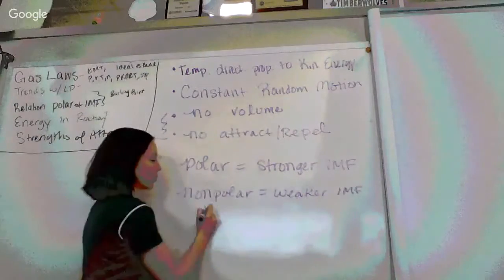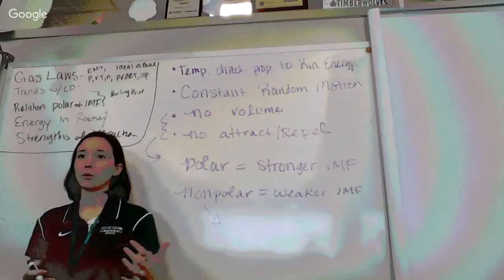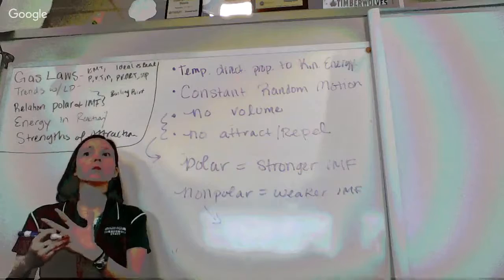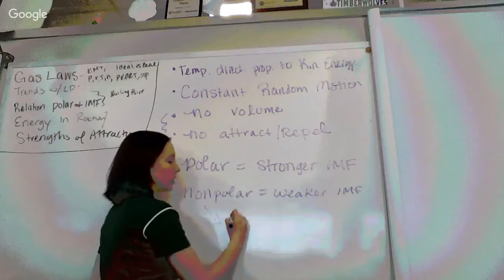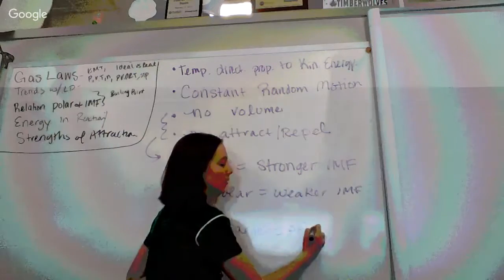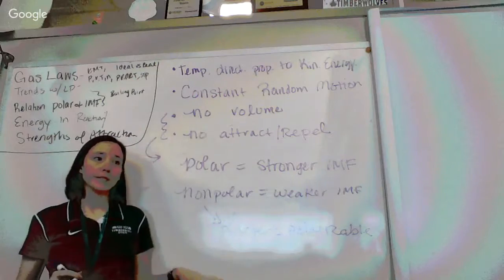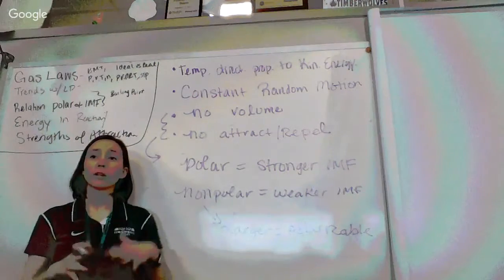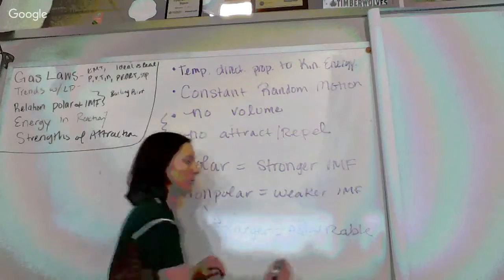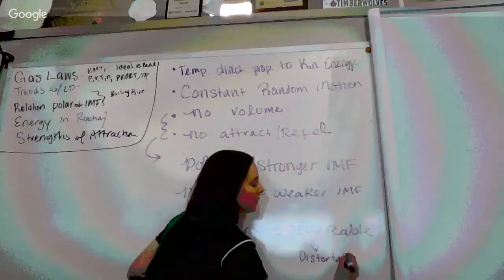However, what could we do to a non-polar molecule? What is an instance when non-polar molecules might deviate more than a regular non-polar molecule? The bigger they get. So larger molecules are more polarizable. So that could potentially allow them to deviate more because their electron cloud is larger, further from the nucleus, more easily distorted. I'm going to say distortable. I don't know if that's a word.